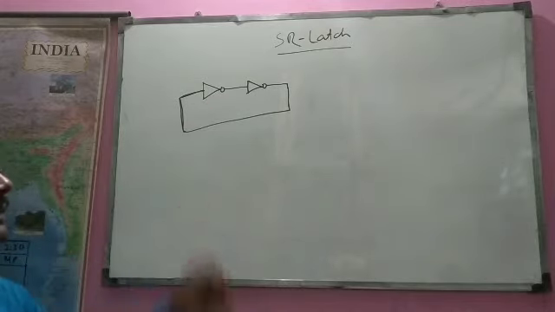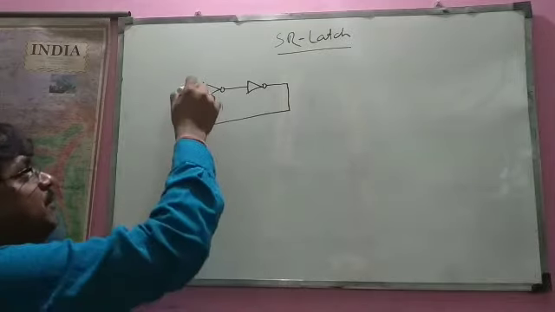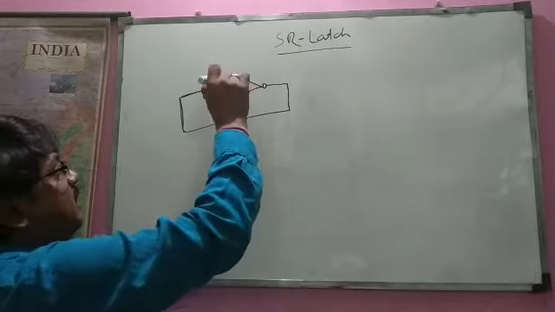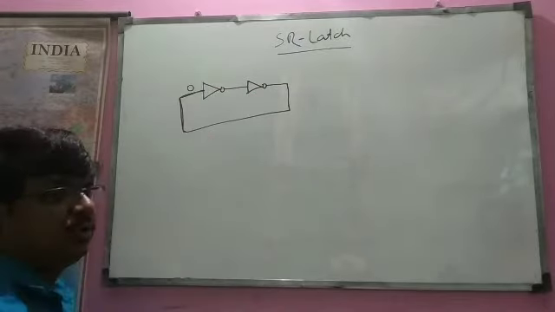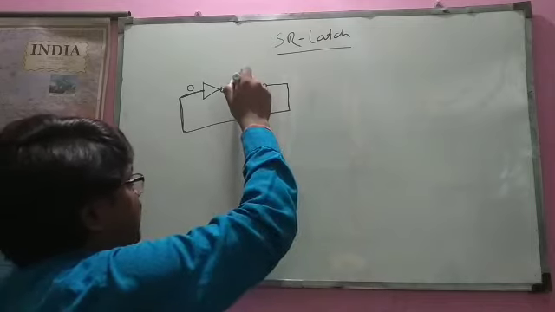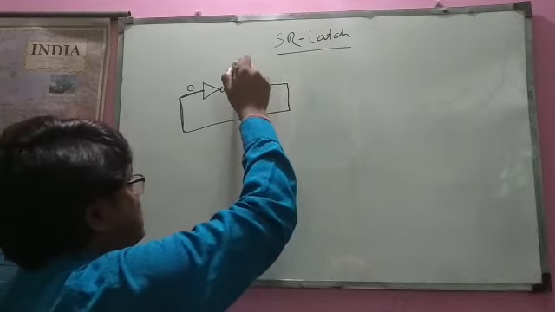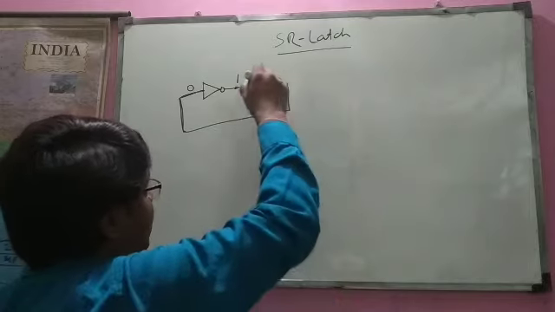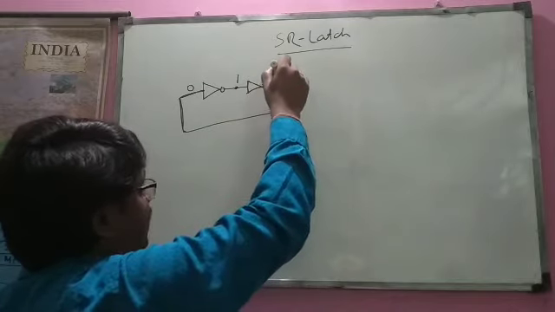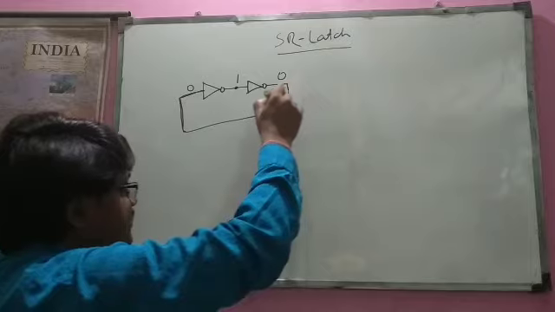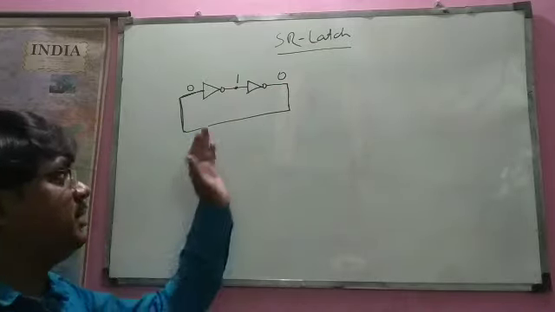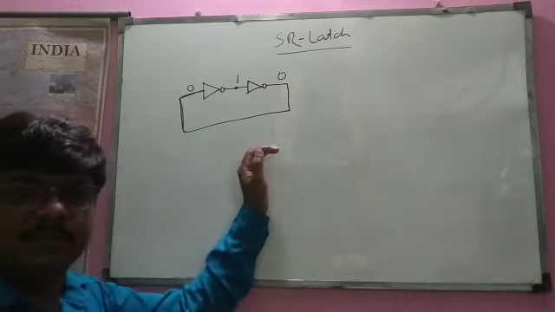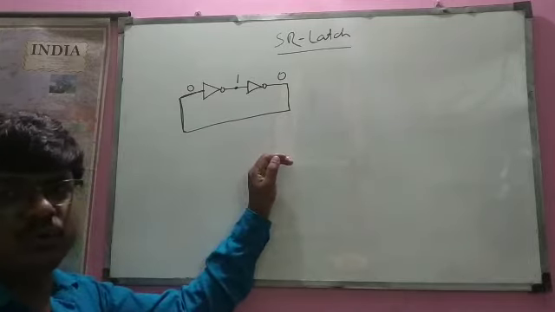See, let us suppose we start from anywhere. Let us suppose the input here is 0. So what will be the output here? It is 1. And if it is 1, it is again a NOT gate, so it will be 0. And if this 0 is here, this is 1. So does this output change? No, it is not going to change.